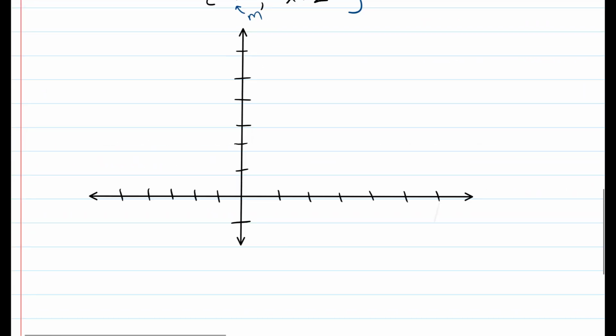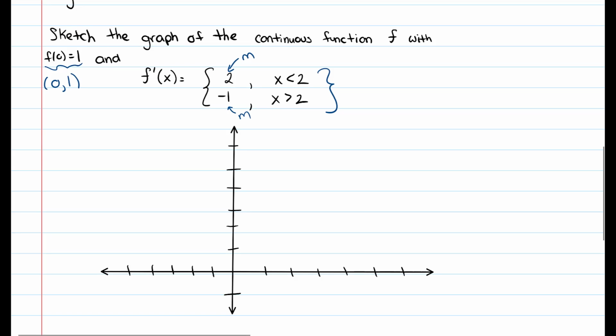All right, so let's do it. So we have the point (0, 1) on the graph. And now we know that the slope is going to be -1 when we're bigger than 2, and 2 when we're less than 2. So 0 is less than 2, so we still have the slope of 2. So I go up 2 over 1. And I'm only at x equals 1, so I have to do that again. Up 2 over 1.